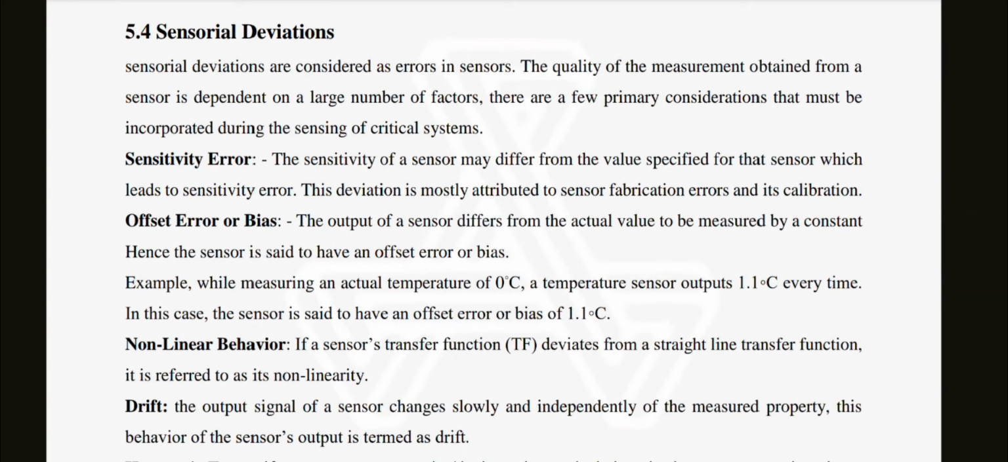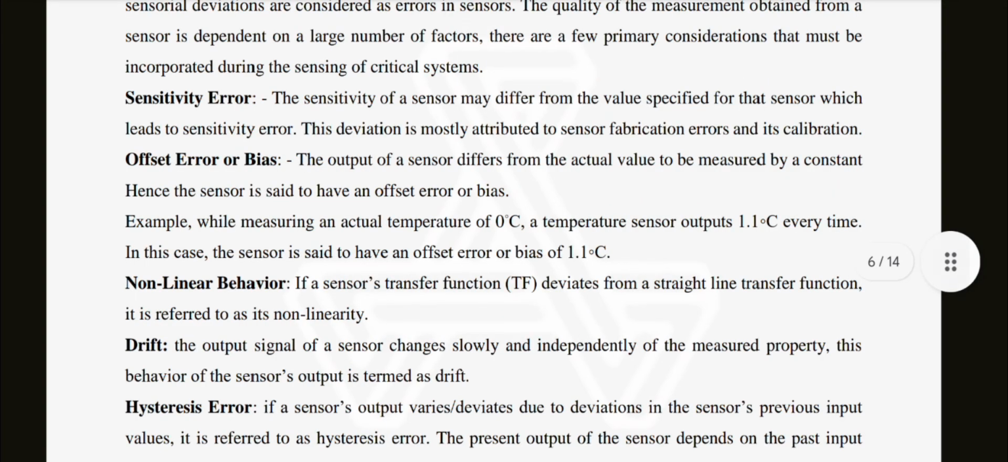Sensorial deviations. Sensorial deviations are considered as the errors in sensors. The quality of measurement obtained from the sensor is dependent on a large number of factors. There are a few primary considerations that must be incorporated during the sensing of a critical system. Sensitivity error. The sensitivity of the sensor may differ from the value specified for the sensor, which leads to sensitivity error. The deviation is mostly attributed to sensor fabrication errors and its calibration, offset error, or bias.